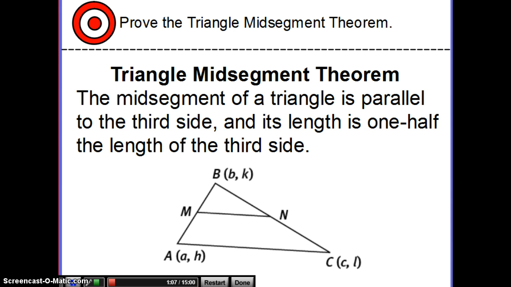Okay, so if you look at the picture here, MN is going to be my midsegment. You can see that it does indeed look like it's going to be parallel to what they call the third side down here, AC. So MN is going to be parallel to AC, and also the length of MN is going to be half the length of AC. Okay, so that is what we are going to prove.